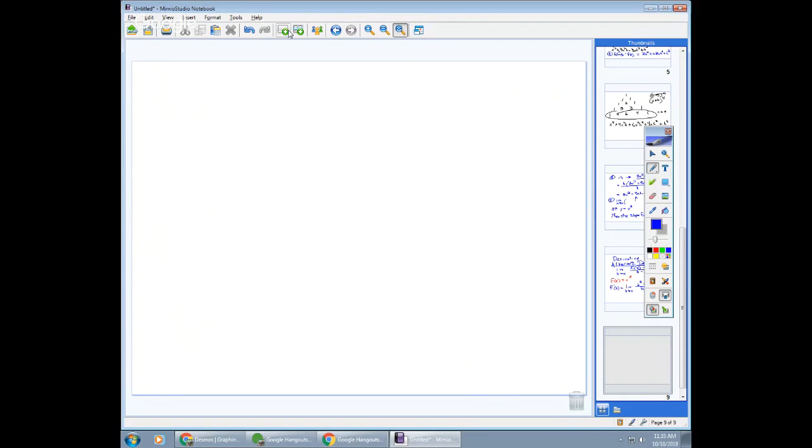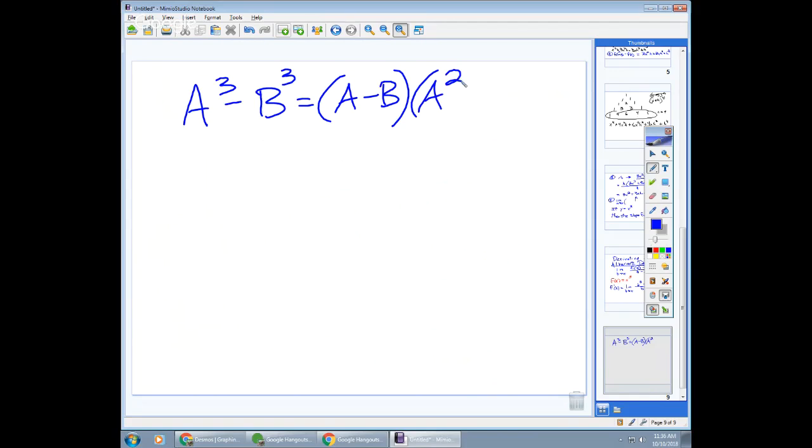So this is a formula you learned in algebra class. You were probably told to memorize it for a week and then you forgot about it. Usually it's stated with capital A's and capital B's. So a cubed minus b cubed is equal to a minus b times a squared plus ab plus b squared. That's the difference of two cubes.